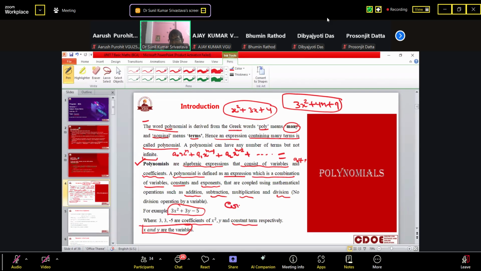It is known as the constant. Here in the expression, 9 is the constant. Here 4 is the constant. Here the term 5 is the constant. So any term in an expression that is free from variables is known as a constant.